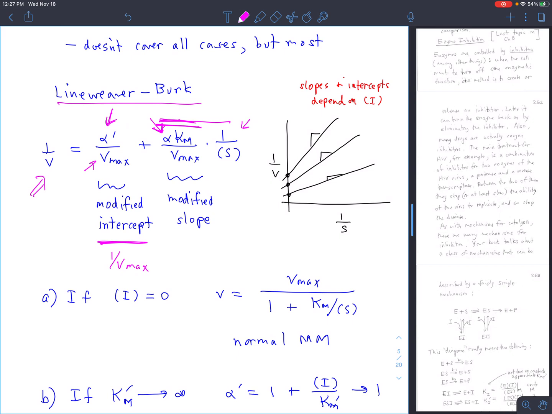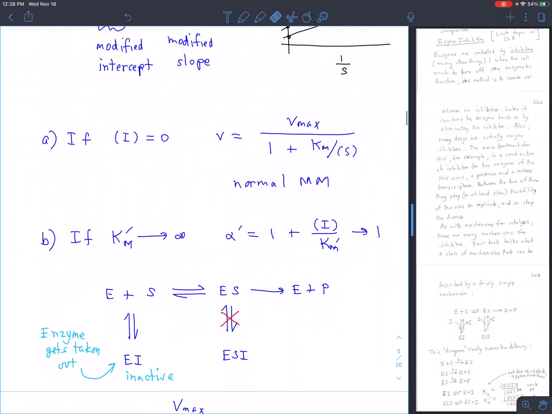And that's going to mean that as you change the inhibitor concentration, you're changing both the intercept and the slope of Lineweaver-Burk plots. And so Lineweaver-Burk plots are often diagnostic for the kinds and types of inhibition that are present. And we'll use that in the examples down below.